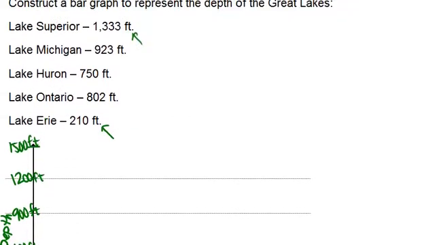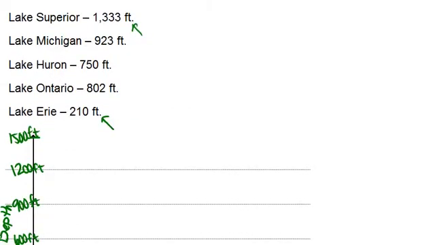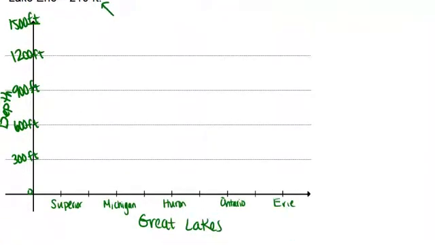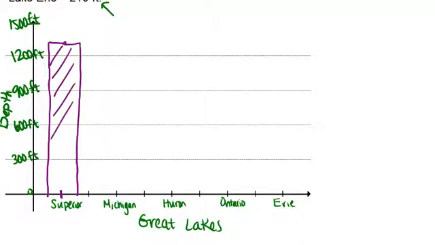So I can go up and see Lake Superior is about 1,300 feet. So I'm going to make my first bar centered around where I put Superior and going up to about here for 1,300 feet. Remember that when you're making a bar graph, it's really important that your bars don't touch each other and that they're all a consistent width.